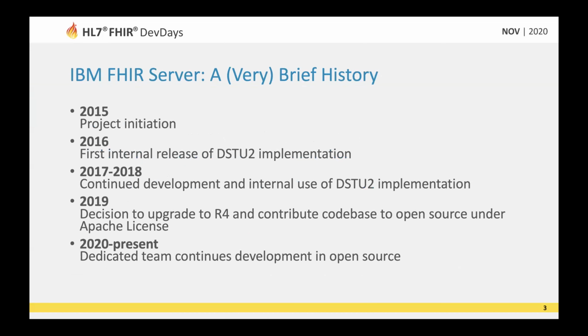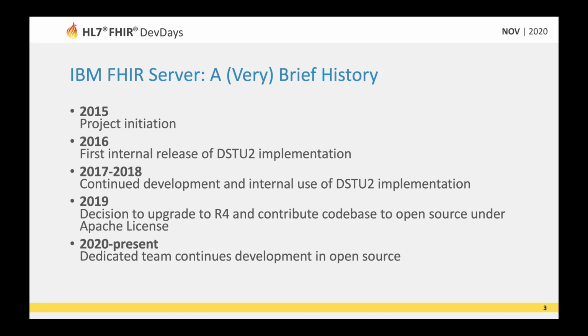Let's get started. First things first, this is a very brief timeline for the IBM FHIR server. The project initiated in 2015. That also happened to be the year that DSTU2 was published. We were working with a client where we wanted to exchange healthcare data between a mobile application and the server. Given the background that some of us on the team had in standards and the fact that DSTU2 had just come out, we really wanted to see what could be done there. So we initiated the project.